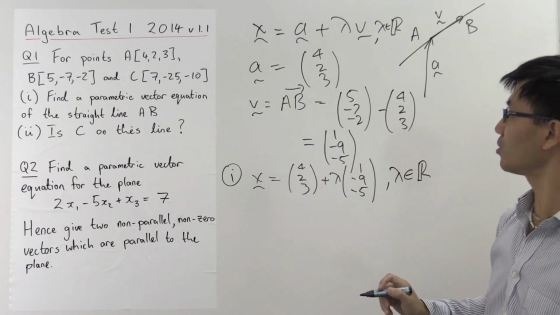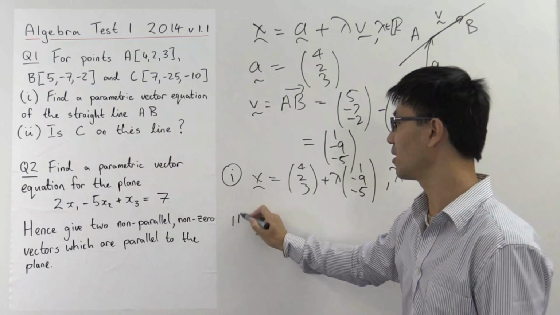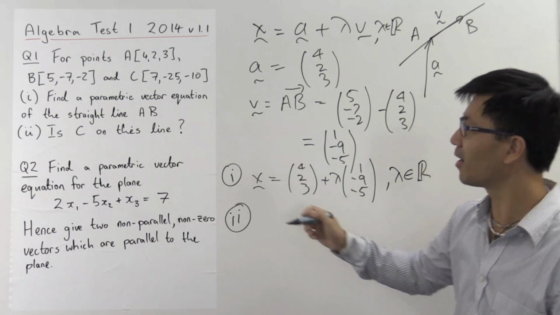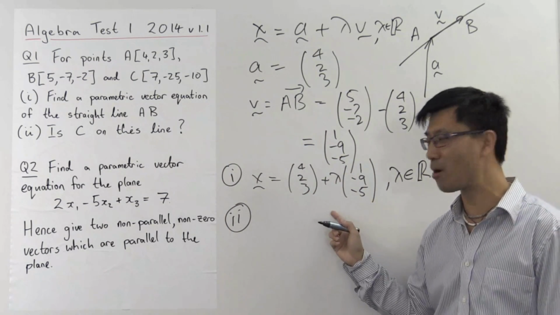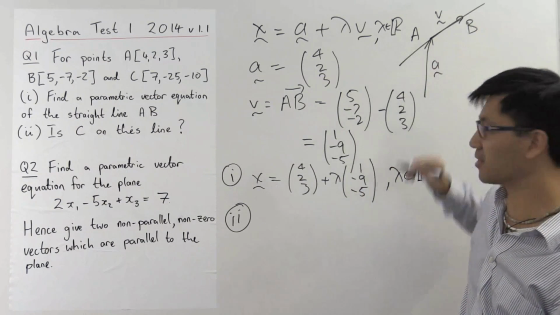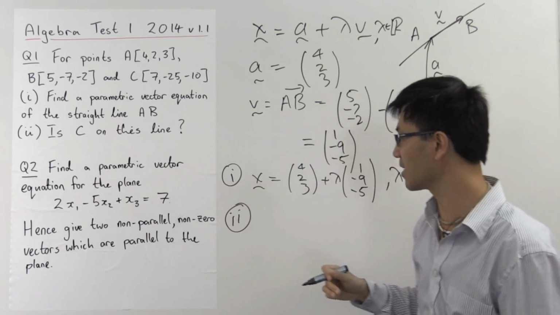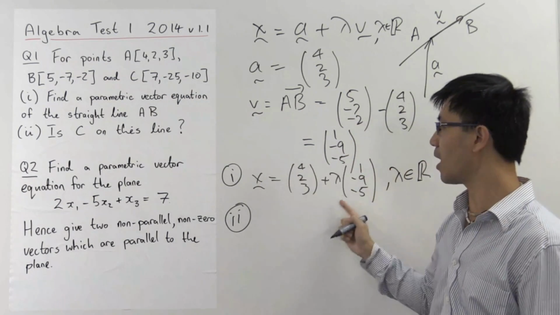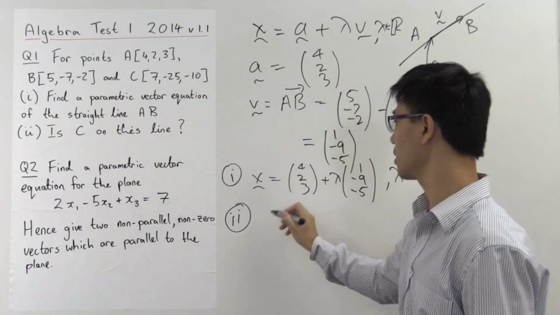Okay, so to do part 2, we're asked to see if C is on this line. I guess it's a yes/no answer. Let's see which one of the 2 it is. Remember what this parametric form means: as you vary lambda, you sweep out all the points on this line. If you think of lambda as a time parameter, it's a trajectory of some point inside space. So basically, does C lie on this line means, does it have this form? We're just going to solve for the coordinates of C.